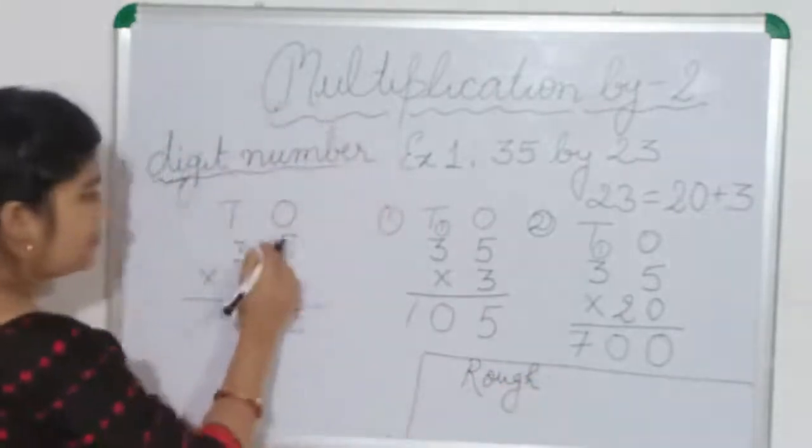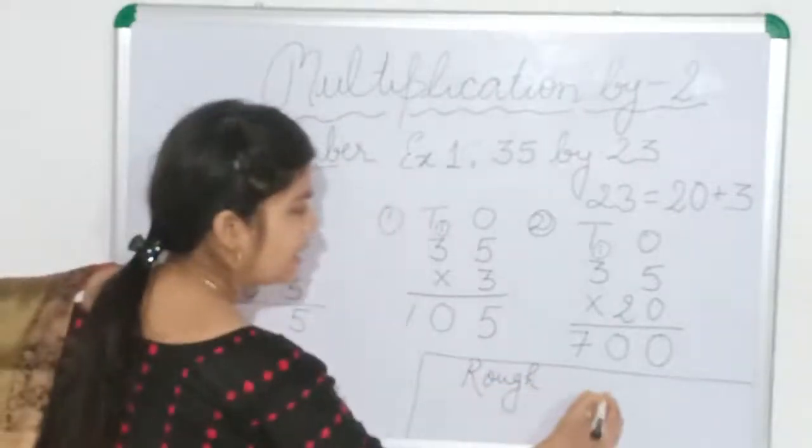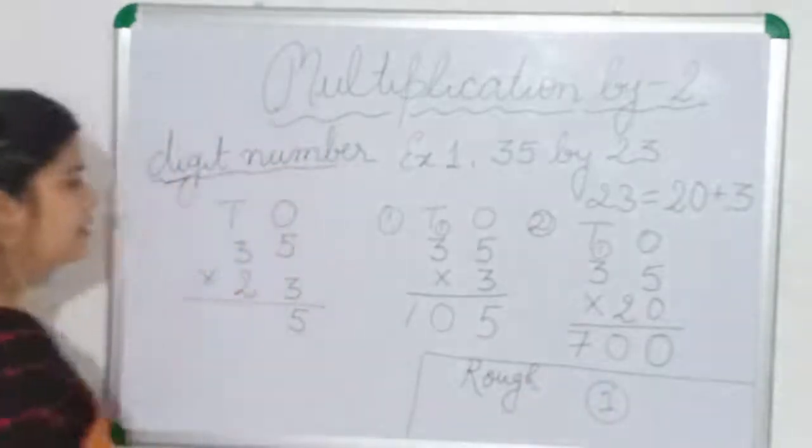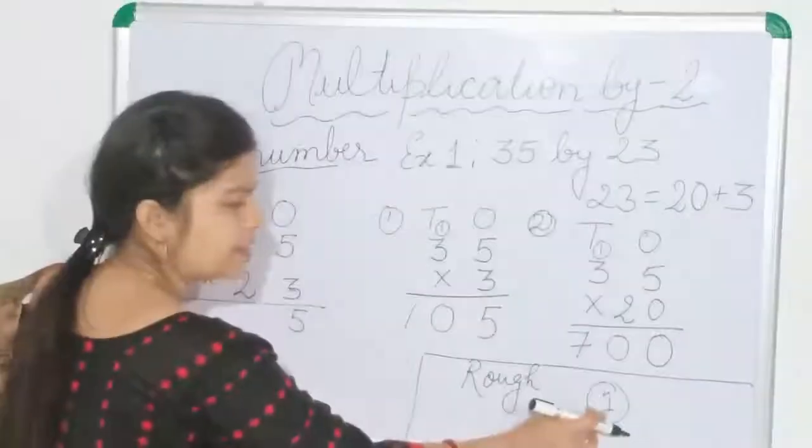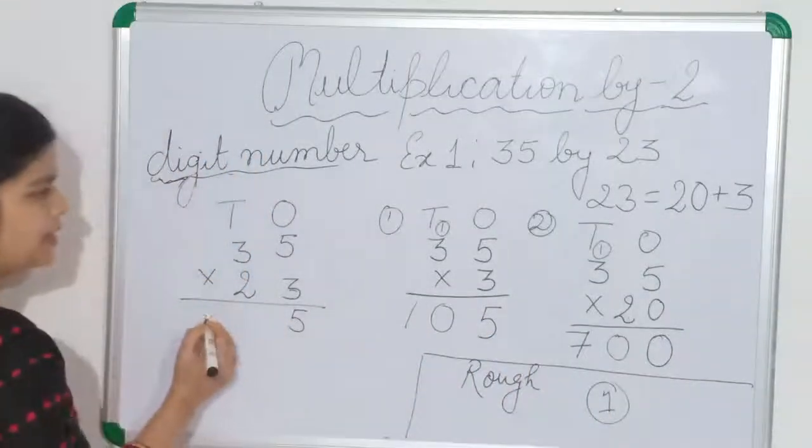So 3 fives are 15 and 1 I have carried over here, okay? Now 3 threes are 9 and then 1 I will add here. 9 plus 1 it will be 10.